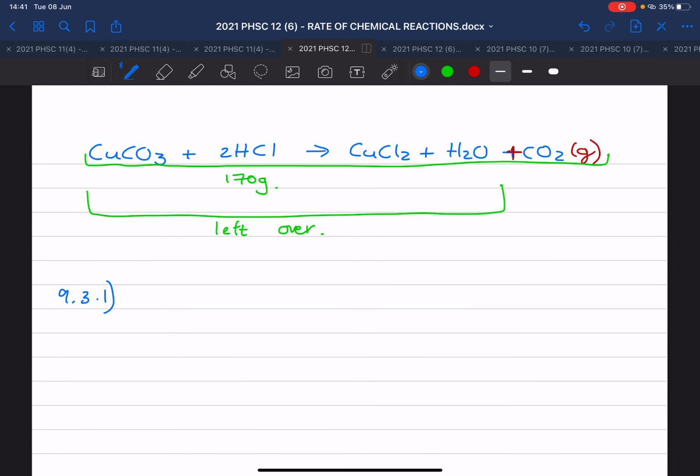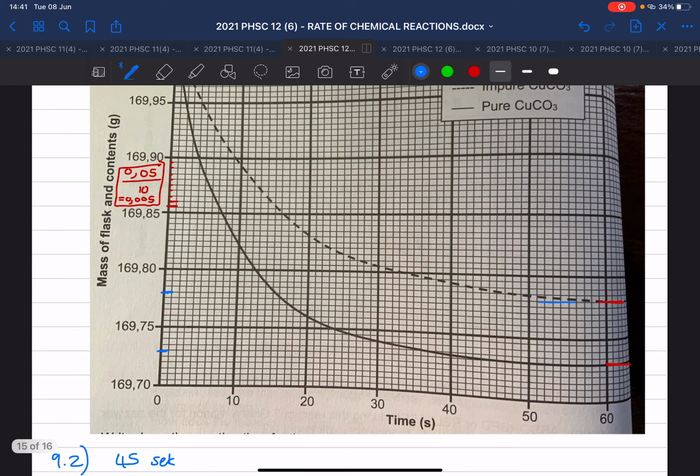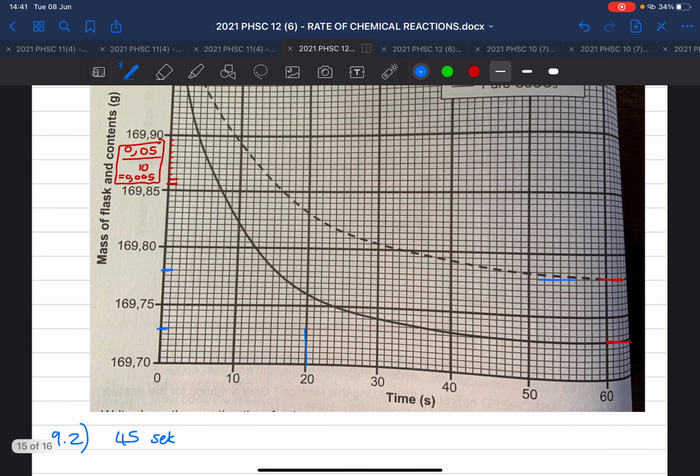The first question, question 9.3.1, says calculate the average rate of the reaction for the pure sample over the first 20 seconds. So the rate, you look at the y-axis, it's the mass, the change in mass over the change in time, and they say for the first 20 seconds. So we have 20 seconds, 20 minus 0. Now we know the mass at the beginning is 170 grams. We must just now find on the graph the mass after 20 seconds. So there's 20 seconds. The mass after 20 seconds is there. Right, so we want to get there.